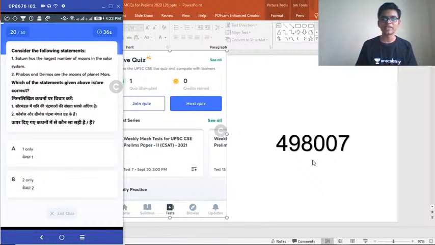20th question. We have 50 questions, so please do join. Consider the following statements. Saturn has the largest number of moons in the solar system. Phobos and Deimos are the moons of planet Mars. Which of the statements given above is or are correct? Okay, question number 20.